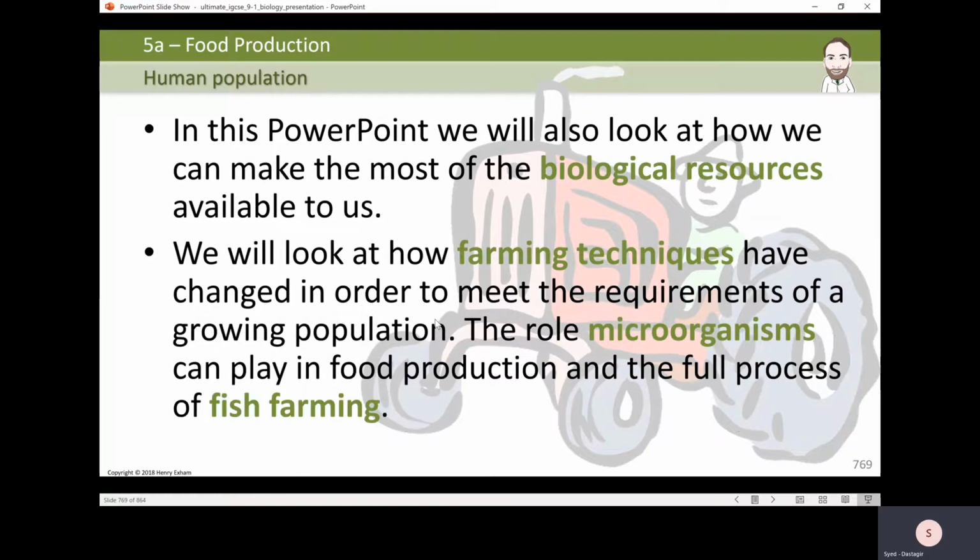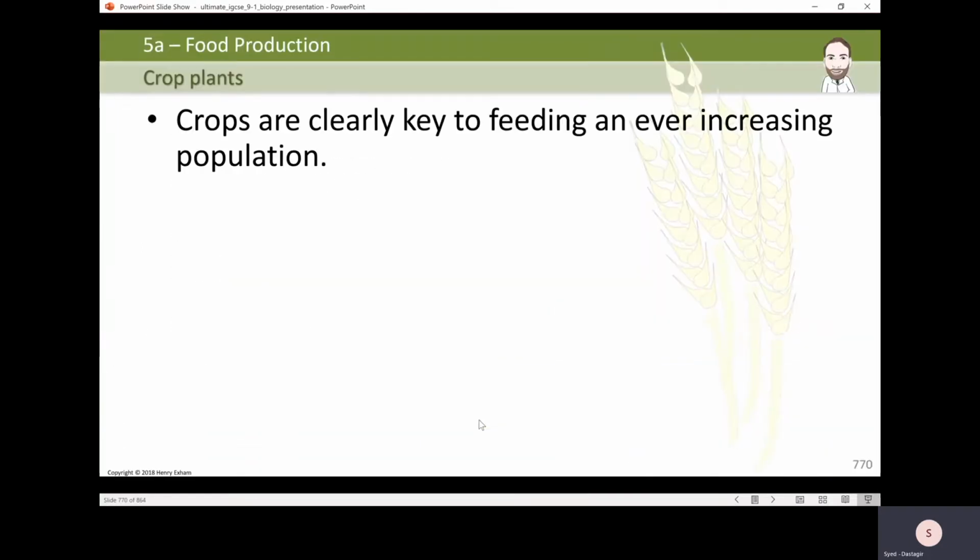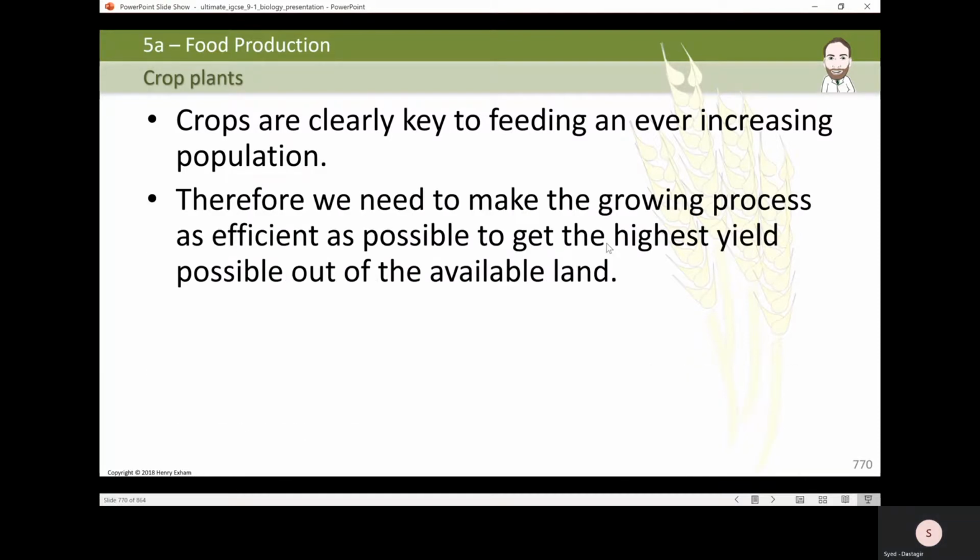We're going to have a look at biological resources. We're also going to look at farming techniques, the role of microorganisms within fish farming. Right, the first part, so crops are clearly key to feeding a population that is increasing. So we need to make sure that the growing process is efficient, so we get the highest yield possible. Now, highest yield means the amount. So we want to get the highest amount.